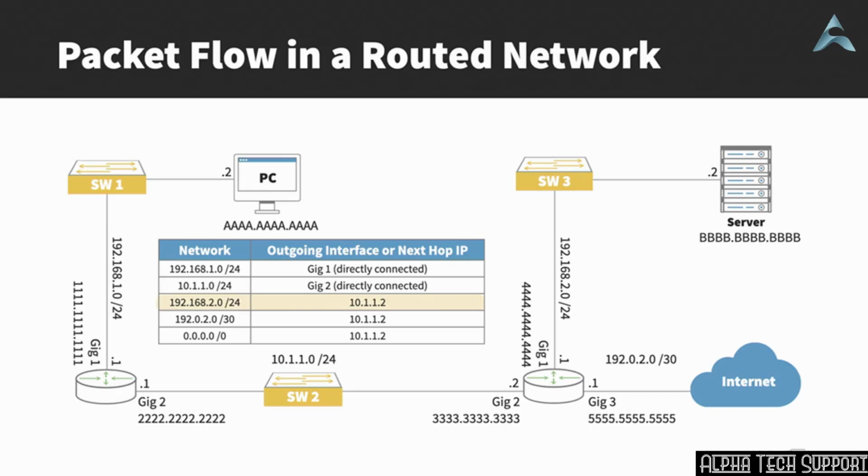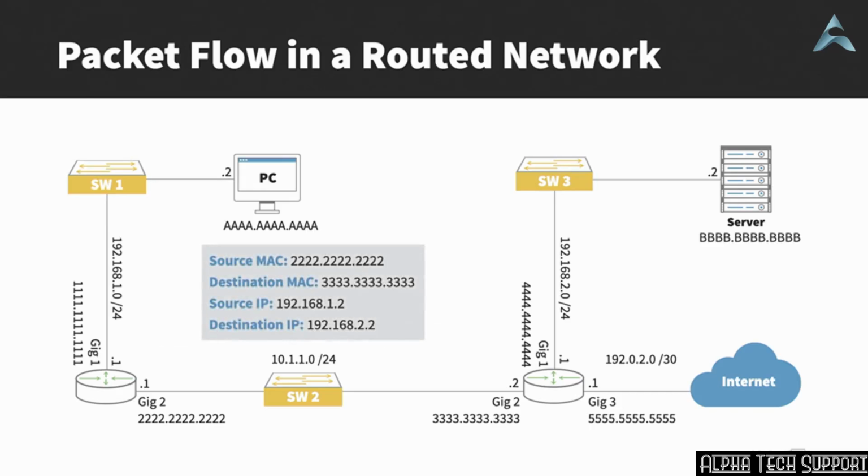Notice the MAC addresses have changed as we go from R1 to R2. Now the source MAC address is the all 2's MAC address. That's the outgoing interface on R1. The destination MAC address of all 3's, that's the incoming interface on R2. You see, on every network segment, our MAC addresses are updated for the source and destination MACs on that segment.